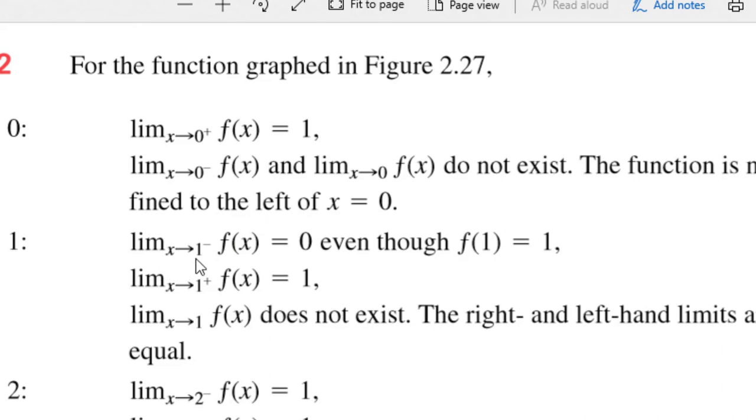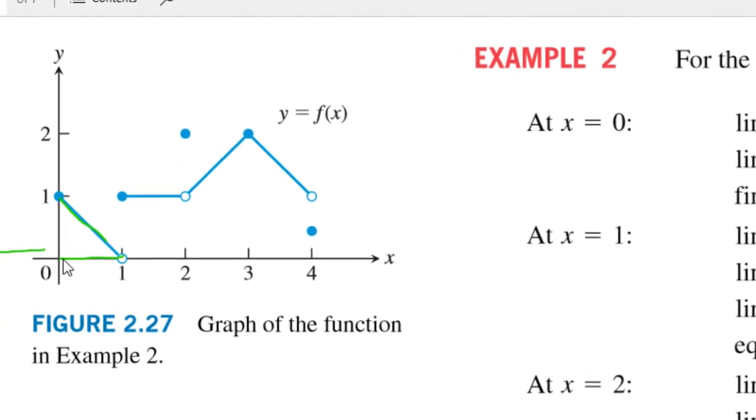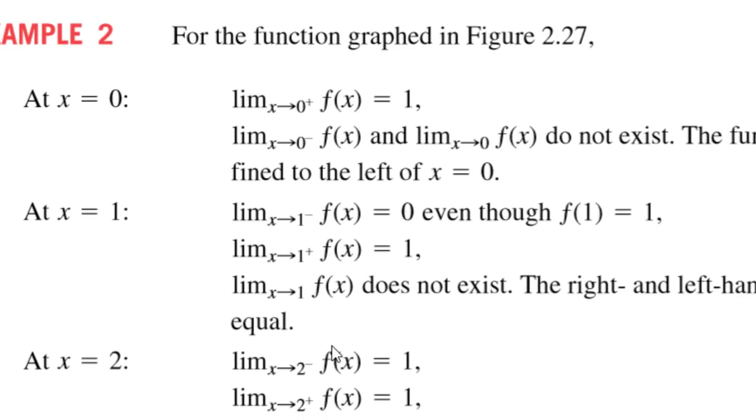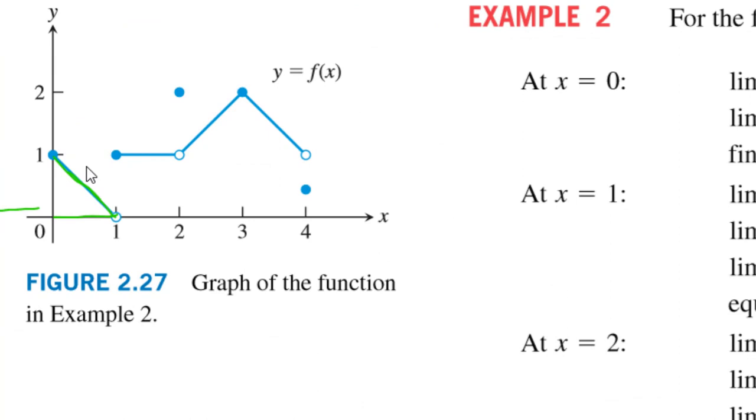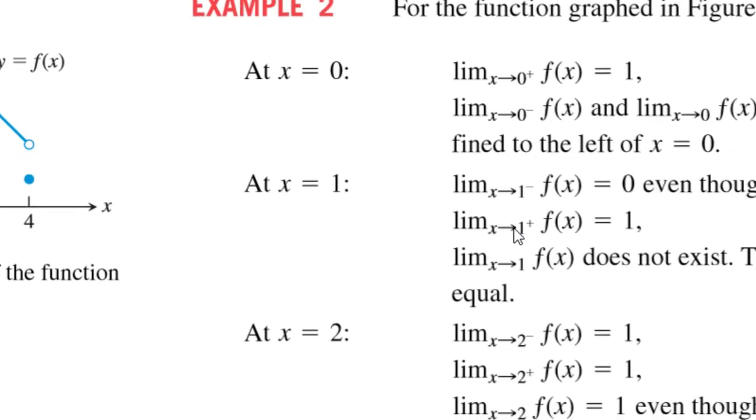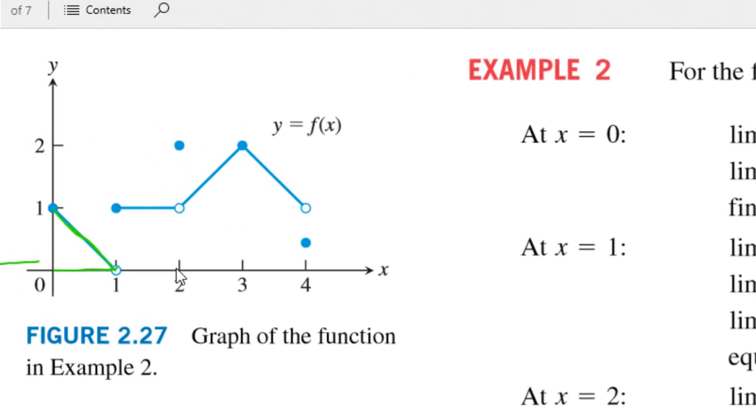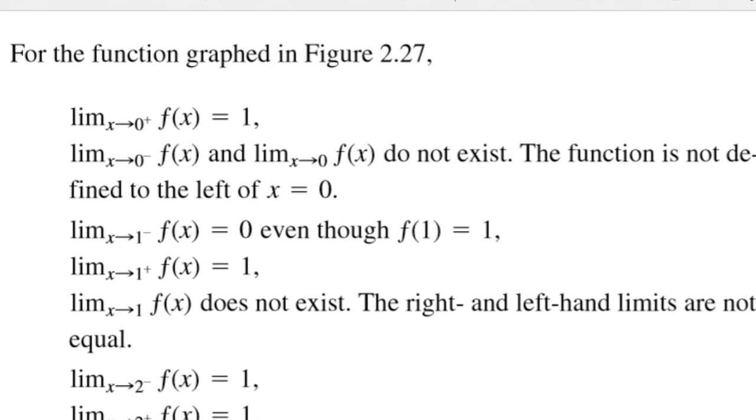Limit as x tends to 1 from the left side: x tends to 1 from the left side, and the function tends to 0. Correct. f of 1 is 1, because if we plug in 1 here, it equals 1. Limit as x tends to 1 from the right side: x tends to 1 from the right side, from this part, and the function tends to 1. The limit as x tends to 1 of f of x does not exist, because as x tends to 1 from the left side it equals 0, and from the right side it equals 1.